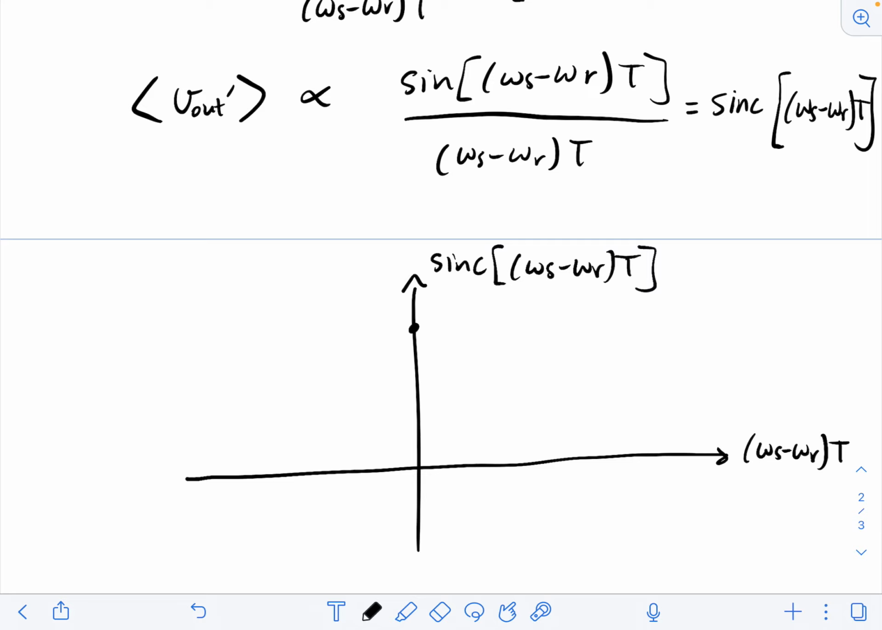And then if you were to plot this, because of the sine function in the numerator, this is going to be an oscillating function, but those oscillations are going to die out as omega s minus omega r times T gets large, because we're dividing by that. And so we get these oscillations that get weaker and weaker in amplitude.